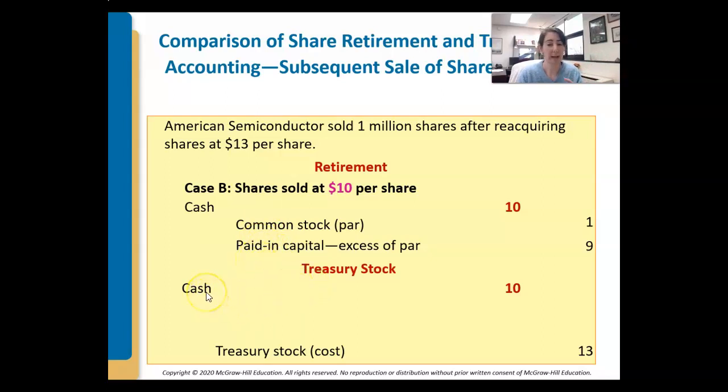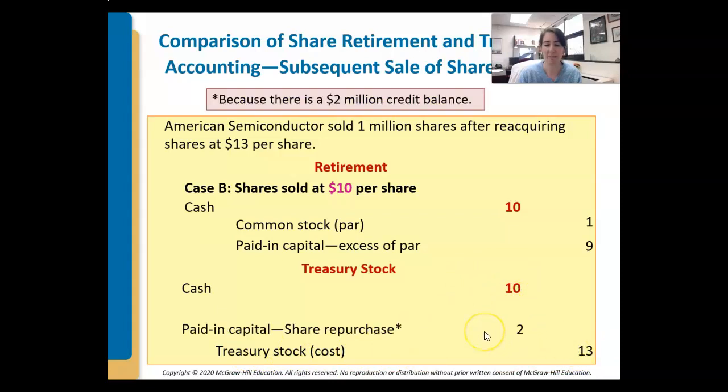We record the cash, always nice to start there. We have a debit to cash for 10. That's how much we got for it. Treasury stock's 13. How do we account for this $3 discrepancy though? Well, remember there was that $2 million paid in capital share repurchase. We're going to wipe that out, and we'll debit retained earnings to make it balance. So we lose out there too. That was the 3 we lose on, if you will, selling at 10 when we had reacquired it for 13.